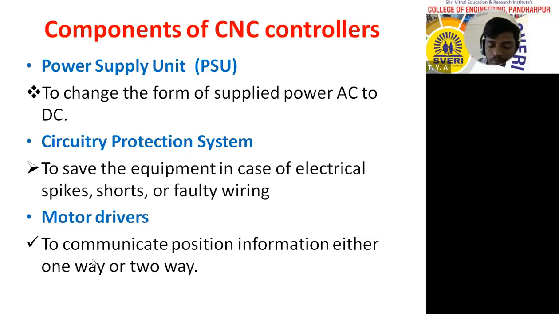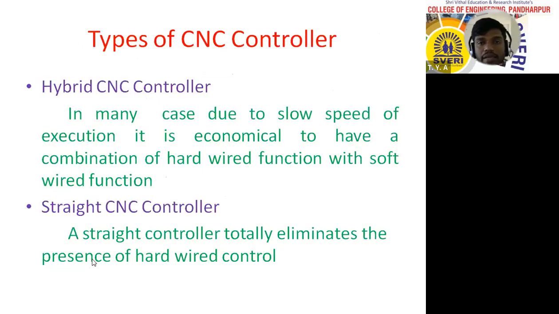So these are the components of the CNC controllers: power supply unit, circuitry protection system, and motor drivers. Then what are the types of the CNC controllers? So first is hybrid CNC controller, second is straight CNC controller. So the name itself indicates hybrid means we are going to mix two or more things in that controller, so that will be converted into hybrid.